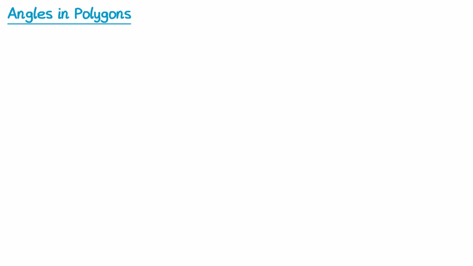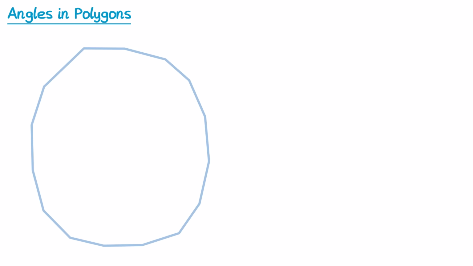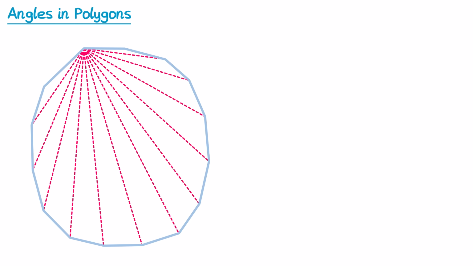For example, this shape here. Now if we use our original strategy and split this into triangles by drawing them, this one gets quite messy. There are loads of triangles.